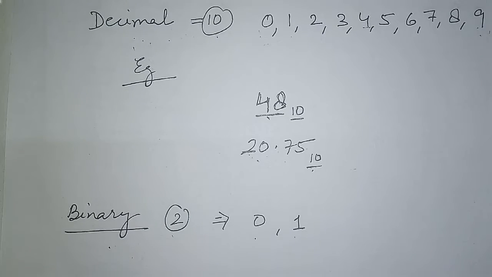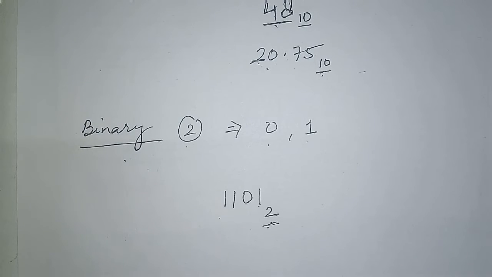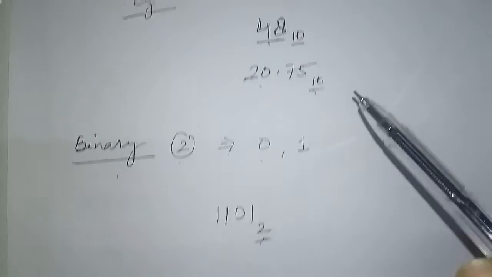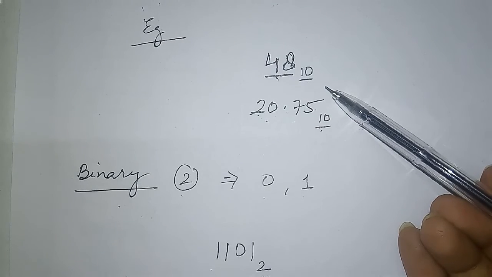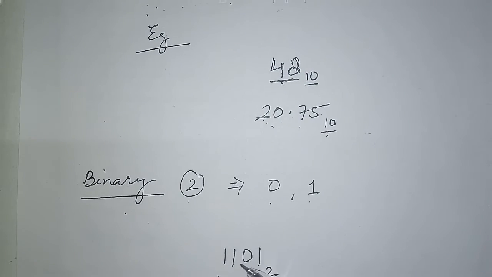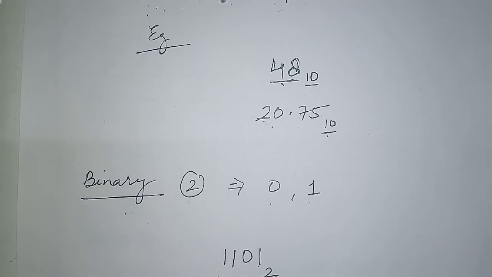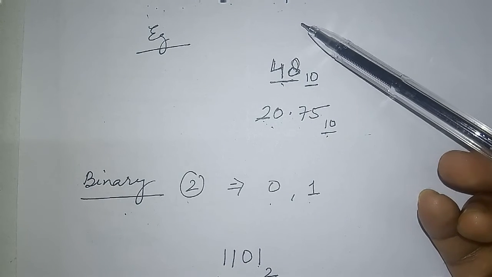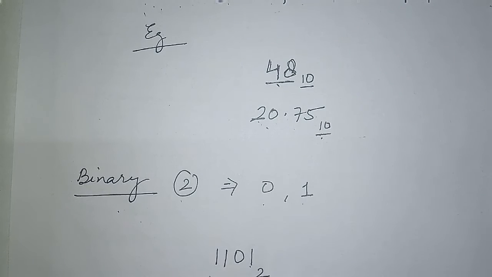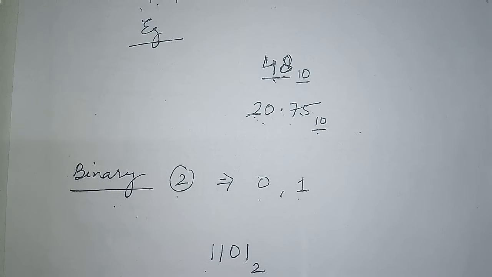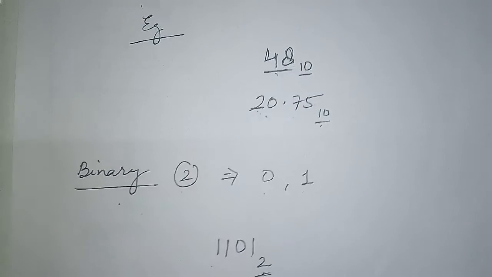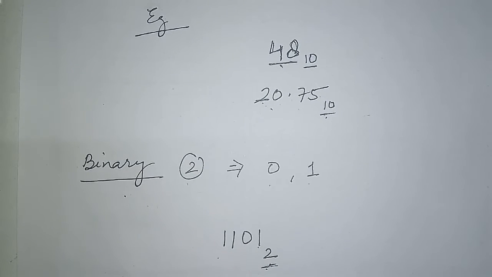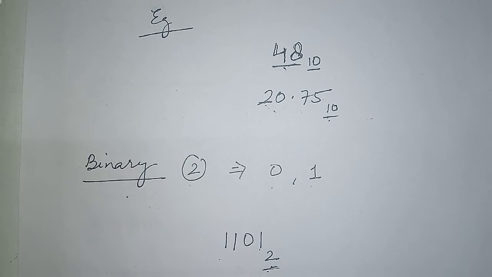This base tells us to which particular number system the number belongs, because 1101 can also be a number used in the decimal number system, as 1 and 0 are valid symbols in the decimal number system also. But to make the difference that this is the binary number system, not the decimal number system, this base is given. In the same manner, we use the other number systems also, like the octal.